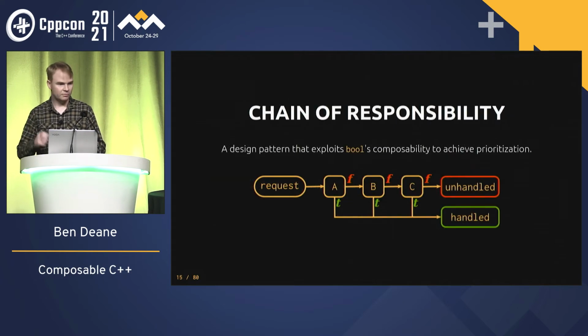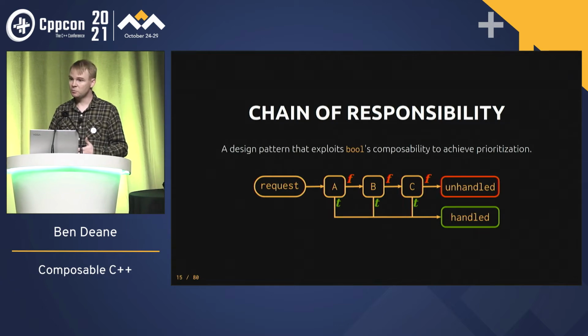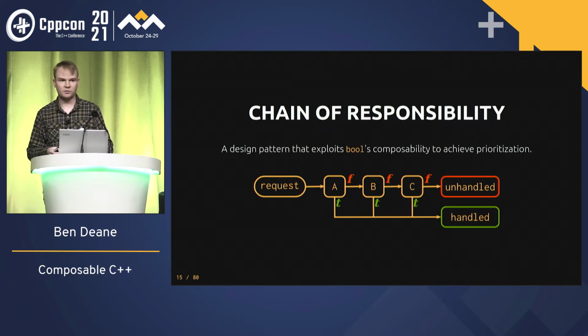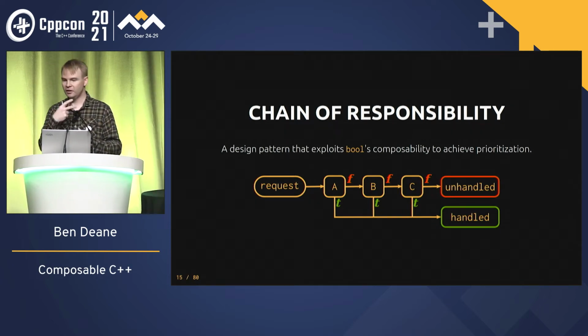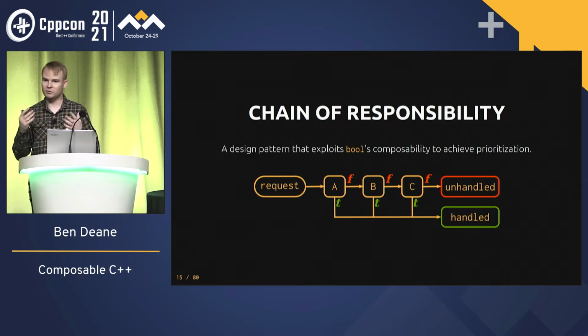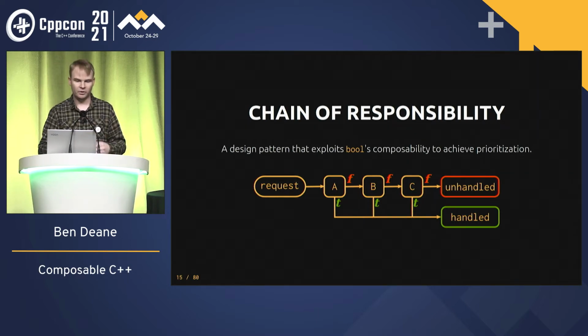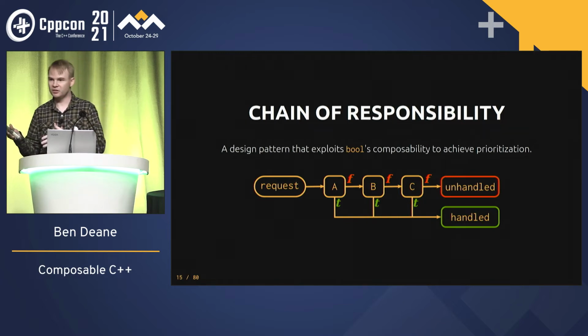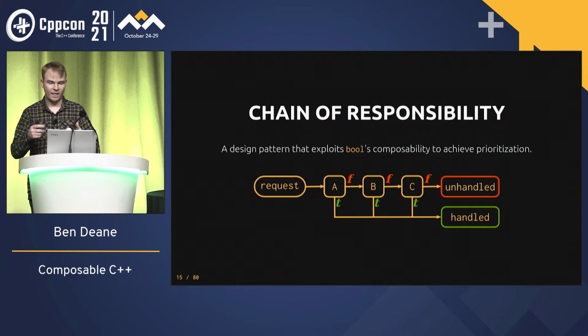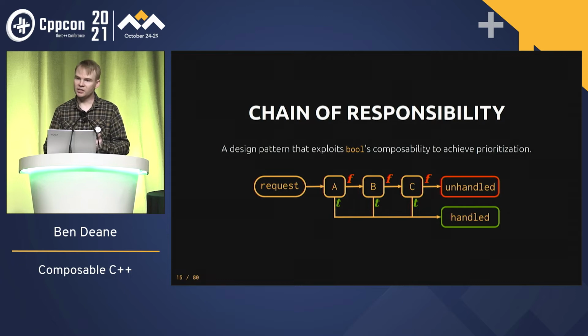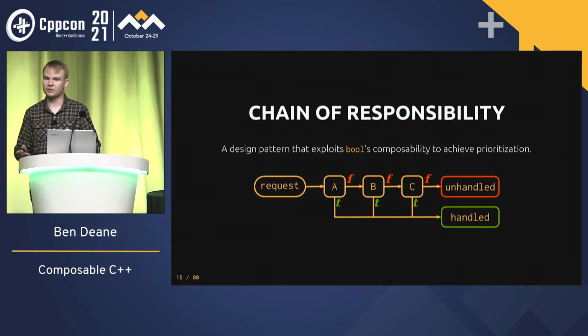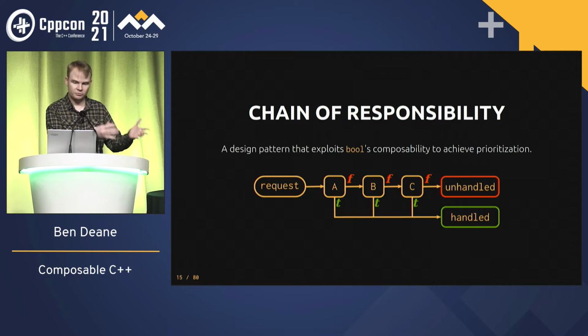So, whoops, back one. Here's the chain of responsibility pattern, for those that haven't seen it before. Basically, you have a request come in, and you have several objects in a chain, and each object gets a chance to handle the request. And if it doesn't handle the request, then it returns something isomorphic to a bool. So it returns false, and then the next object in the chain gets a chance to handle that request. Until finally we're out of objects, and then the request goes unhandled. Maybe we raise an error. But at any stage, if an object does handle the request, then it would return something isomorphic to true.